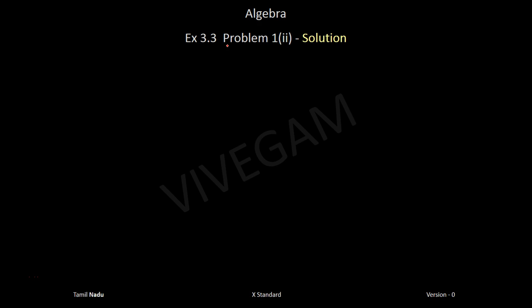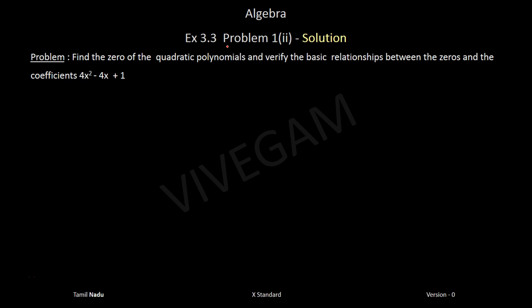Exercise 3.3 problem 1 division 2 solution. As I told you last time, we will not be discussing the same type of problems. It is very similar to the first problem. Find the zeros of the quadratic polynomial and verify the relationship between the zeros and the coefficients. The quadratic polynomial is 4x squared minus 4x plus 1.